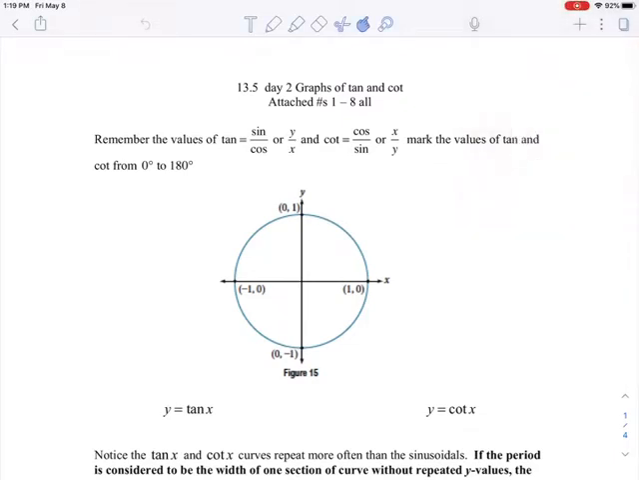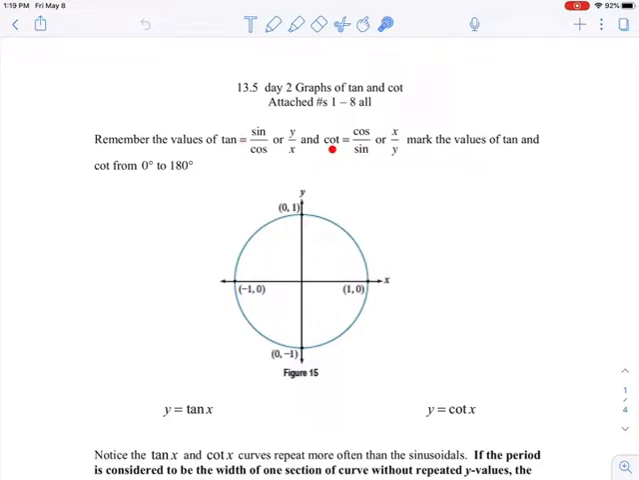Okay, so we're going to take a look here at 13.5 day 2, which is graphing a tangent and cotangent. The homework's actually 1 through 4. I didn't update that, but anyway, you'll see it. Okay, here's the deal with our tangent and our cotangent.